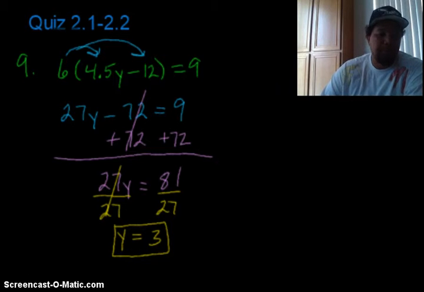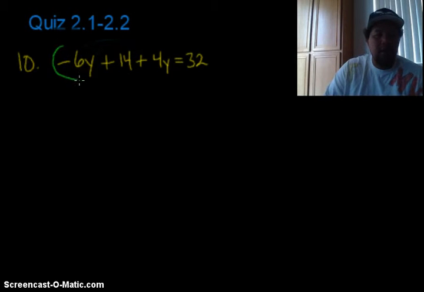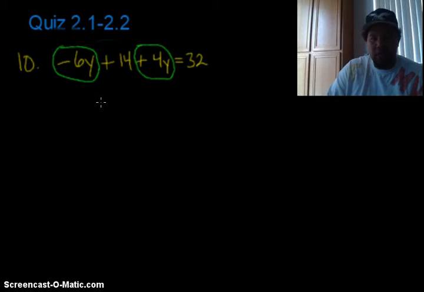All right, so our last problem on the quiz is negative 6y plus 14 plus 4y equals 32. No distributive property, no decimals, no fractions, but we have like terms. And like terms can be combined. The like terms are this minus 6y, and remember that we take the sign that's in front of our term. So right here we have a minus 6y and a plus 4y. So we are going to combine those together with addition.